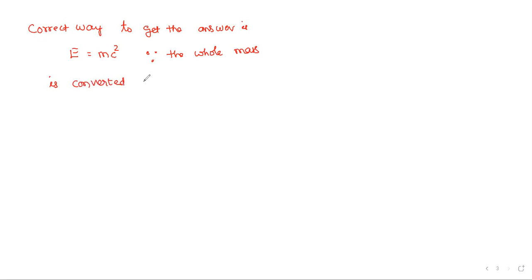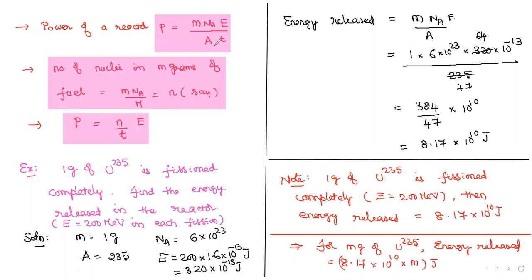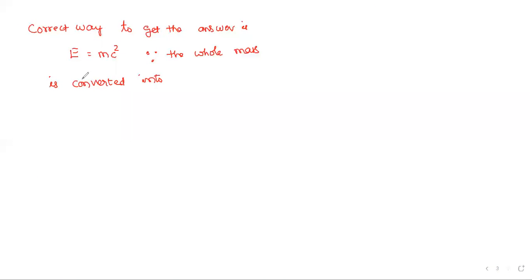Now I think you understood when to use E is equal to mc square and when to use that formula. Power is equal to m into Na by A into E divided by T, or else energy is equal to m into Na by A into E. Take care. Better I highlight this formula also. For energy released in the reactor, I am not going to use this formula. I am going to use E is equal to mc square.